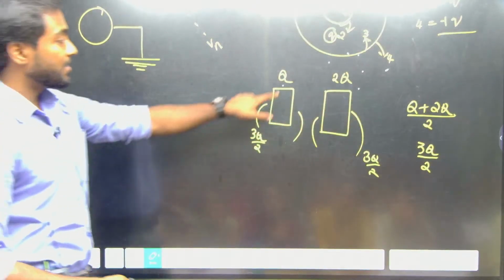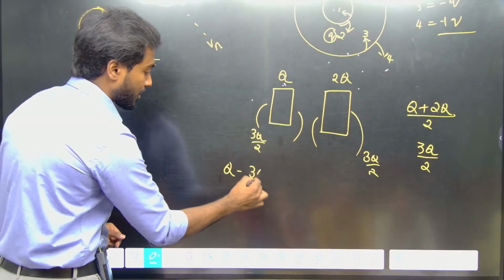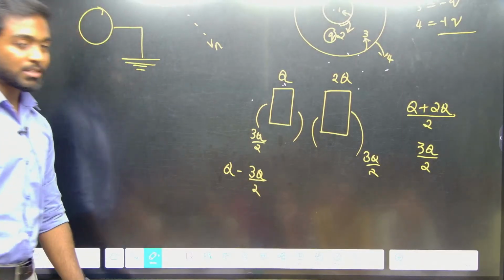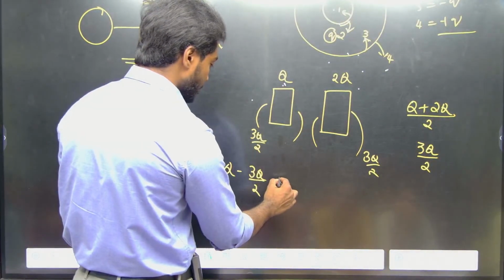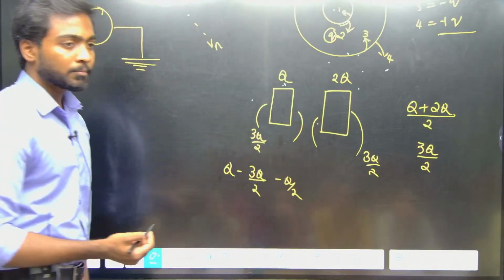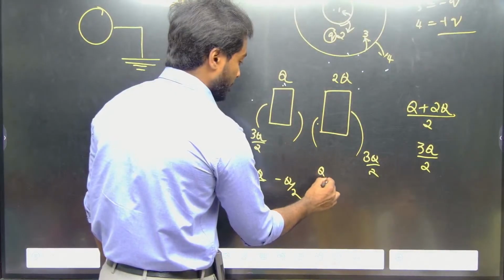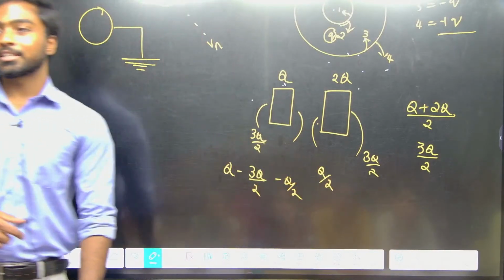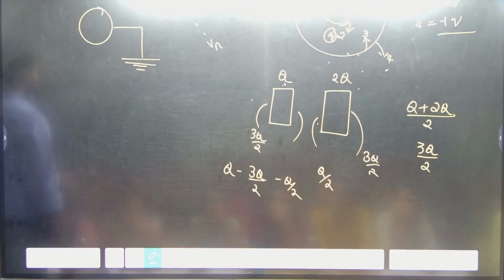Now what is the charge here? Q. So Q minus 3Q by 2. How much will I get? Minus Q by 2. What about this one? Opposite side, so this one will be plus Q by 2. If I club together, what is the charge now? 0.